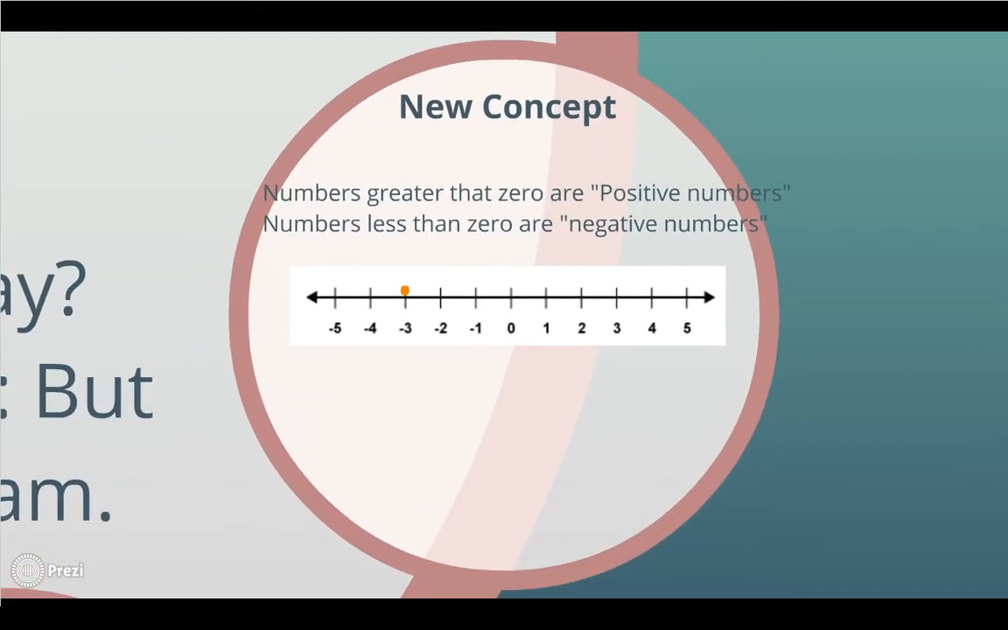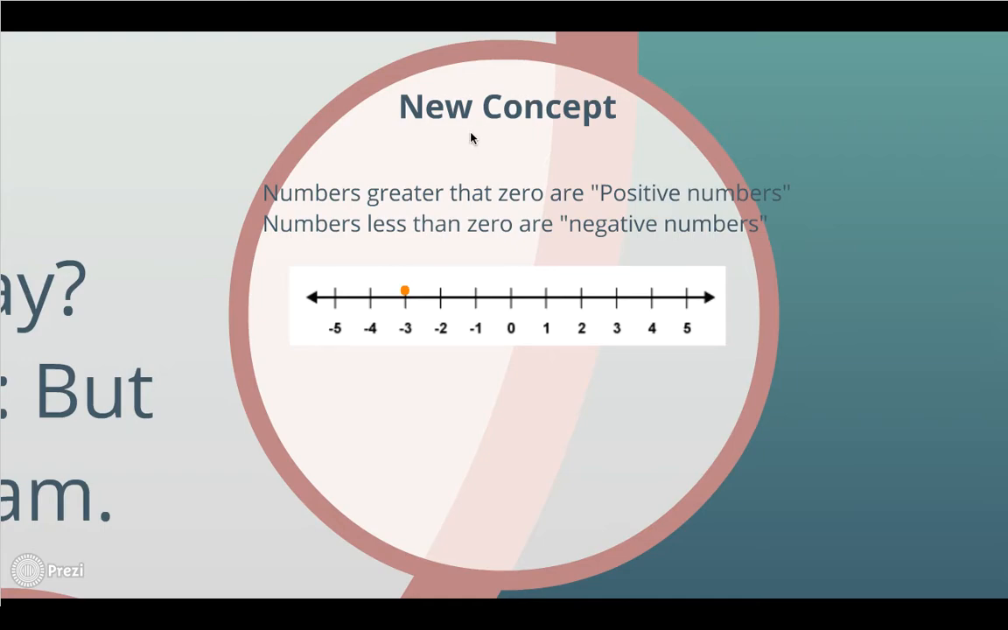All right. So here's your new concept. Numbers greater than 0 are called positive numbers, and numbers less than 0 are called negative numbers. I want you to write those down as your math vocab for today. Write down numbers that are greater than 0 are positive numbers. Positive numbers is the word you're using, and negative numbers are the two words you're using. So write those definitions down.